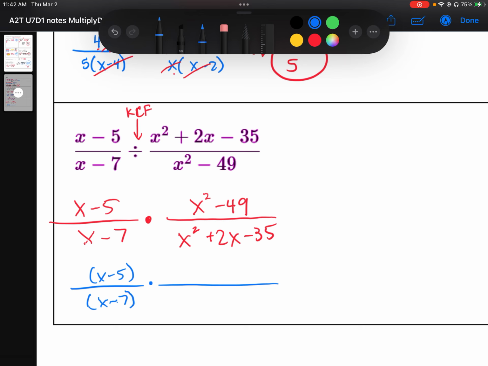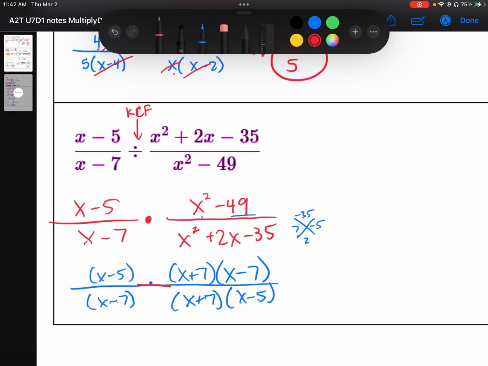In the numerator, I've got x squared minus 49. So remember, binomial, I'm thinking, is it a difference of perfect squares, or can I take out a GCF? This one happens to be a difference of perfect squares. What's the square root of 49? 7. So x plus 7, x minus 7. And the denominator multiplies to negative 35, adds to 2. That would be 7 and negative 5. So x plus 7, x minus 5.